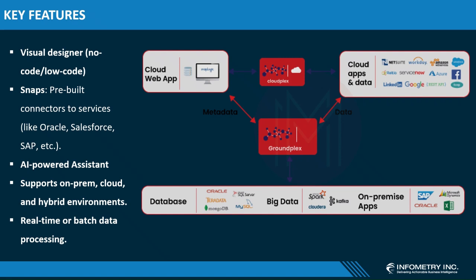The diagram shows how the Cloud Web App is used for designing pipelines, which then run on CloudFlex for cloud workloads and GroundFlex for on-prem workloads. Both CloudFlex and GroundFlex connect to different databases, big data systems, and various cloud and on-prem applications to move and process data smoothly.